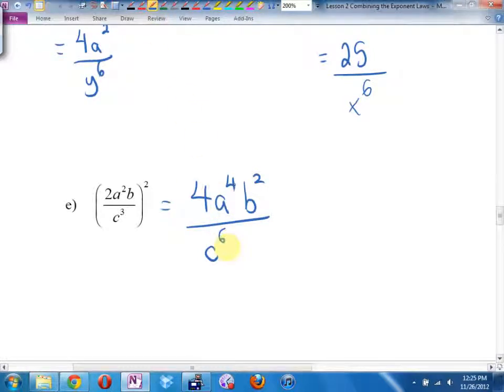You get 4a to the 4th, b squared all over c to the 6th. I'll tell you what you don't get: 4a4 b2 over c6. Oh, that's battleship. Right? Great question? No, shut up. I mean, okay.